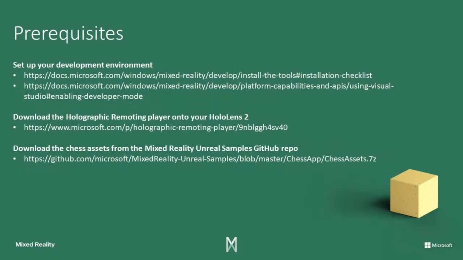I won't be showing the development environment setup today either. This is a straightforward checklist of ensuring you have the right Visual Studio workloads installed, and if you have a HoloLens 2 headset, putting it in developer mode. If you're following along today, you will also want to install a Holographic Remoting player onto the headset so we can remotely test our scene on the device, and download the chess assets from the Mixed Reality Unreal Samples repo, as they're what we'll be using today. And with that, let's jump out of PowerPoint and over to Unreal.